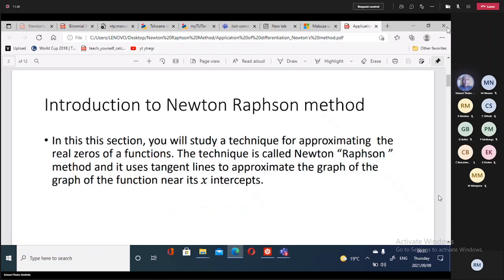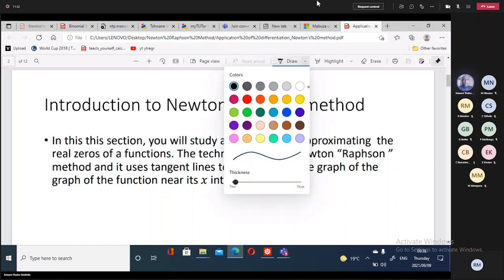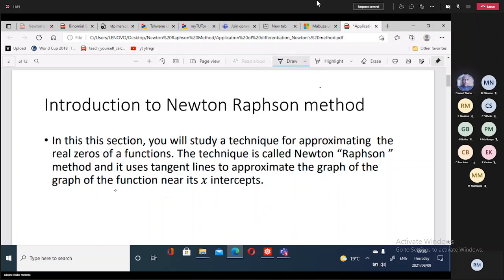In this section, you'll study a technique for approximating the real zeros of a function. The technique is called the Newton-Raphson method, and it uses tangent lines to approximate the graph of the function near its x-intercept. This is a keyword. So this is what I'm going to discuss in the summary. They say near its x-intercepts.